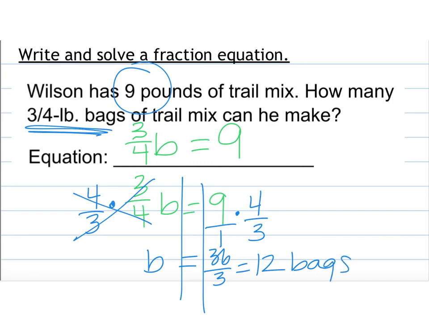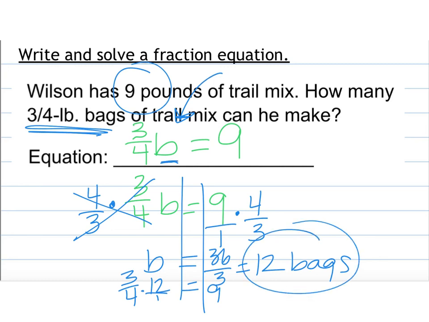And then let's just make sure. 3/4 times 12. Let's make sure it equals 9. 3 times 12 is 36. 4 times 1 is 4. 36 divided by 4 is 9. So that equals 9, and I'm putting a 12 in here. So my answer would be 12 bags.